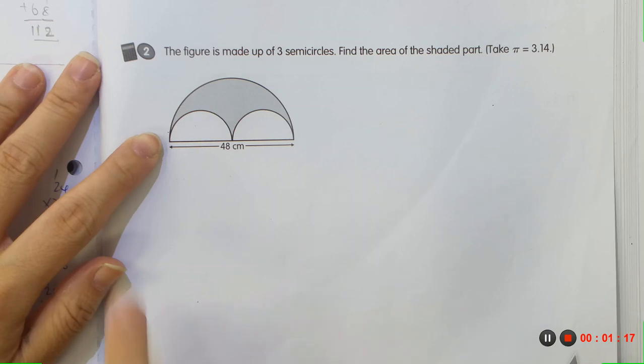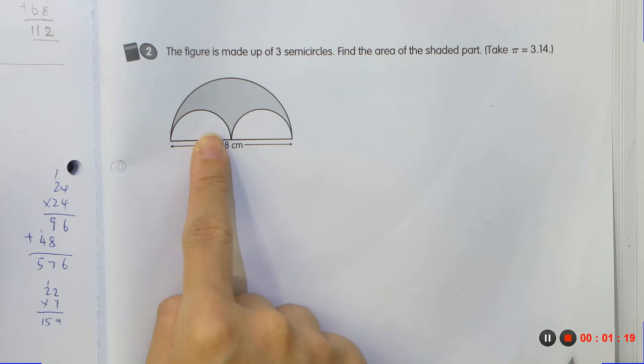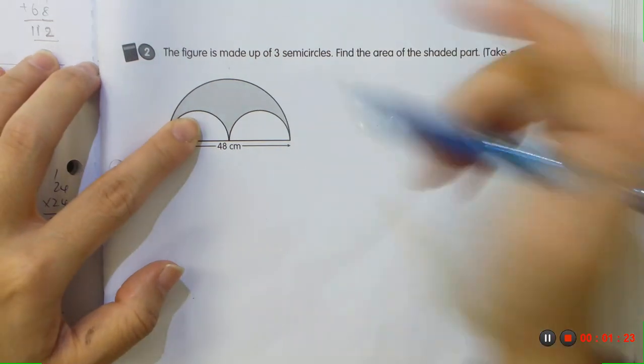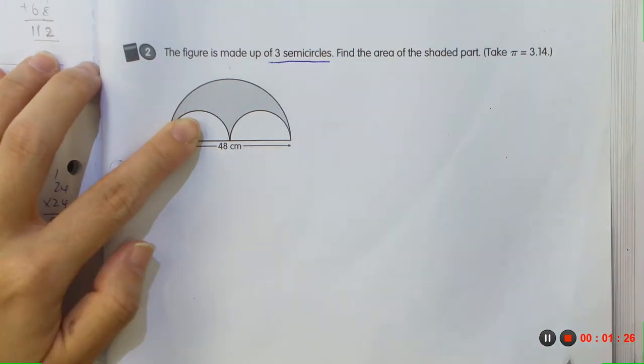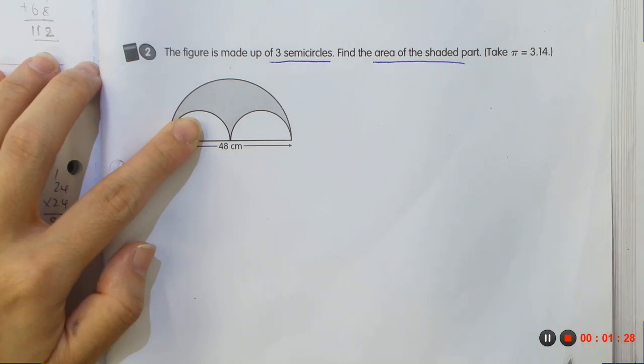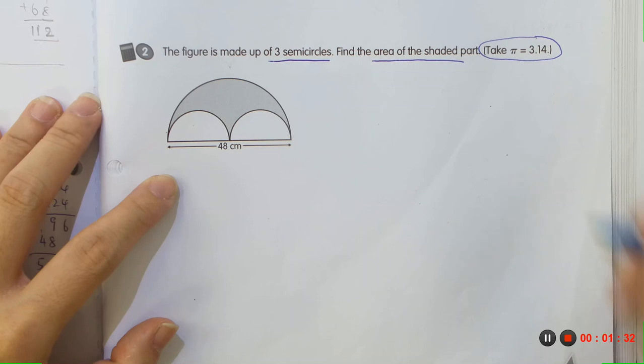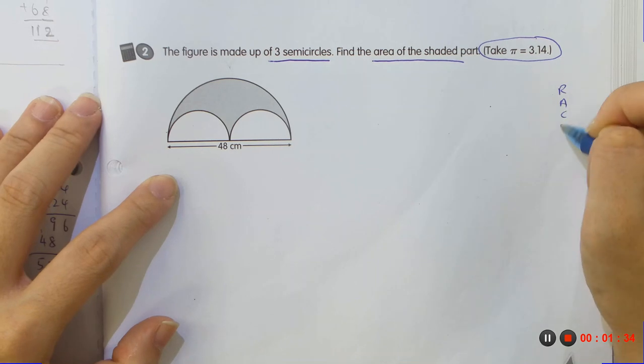Let's look at page 191, this particular question. Question 2. It says the figure is made out of 3 semicircles. Find the area of the shaded part. Take pi is 3.14. Okay, I'll write my notes at the side.